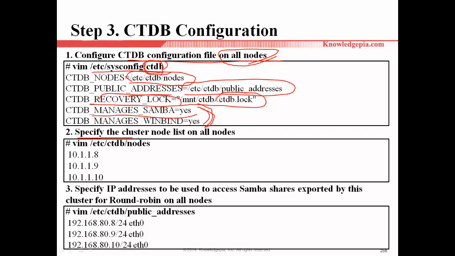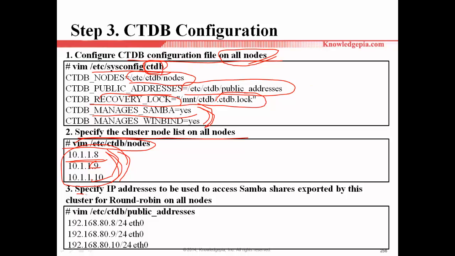Number 2, specify the cluster node list on all nodes. So create the file /etc/ctdb/nodes. In my case, it contains 10.1.1.8, 9 and 10. These are the IP addresses of the cluster nodes used to communicate with each other, especially internally. So in this case, we can define these IP addresses. In my case, I will use this network address and these IP addresses.